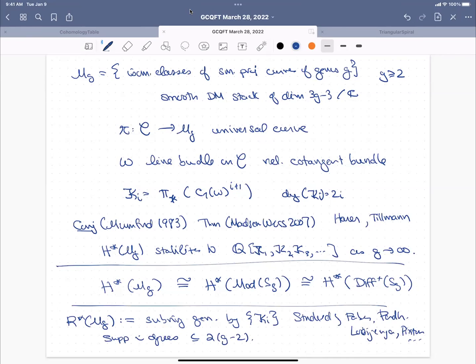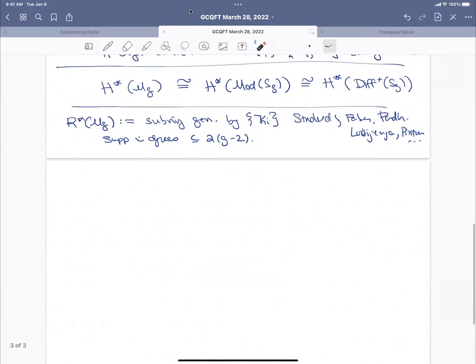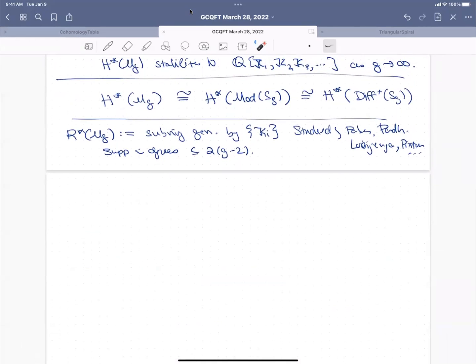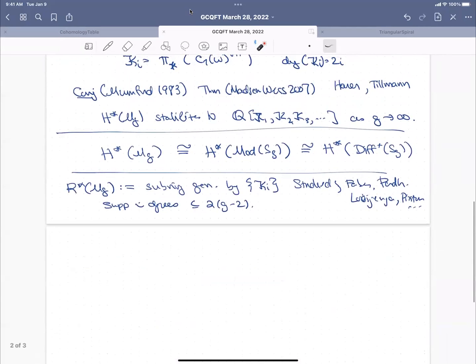And one thing I should mention is that all these kappa classes have even degree. So the tautological ring is supported in even degrees. And so one has to work harder to find odd cohomology, since all of the cohomology coming directly from these tautological constructions is in even degrees. And maybe I should also say here that the tautological ring is all pure weight.